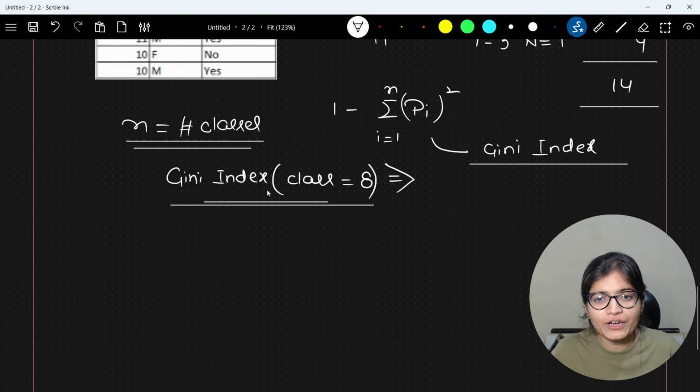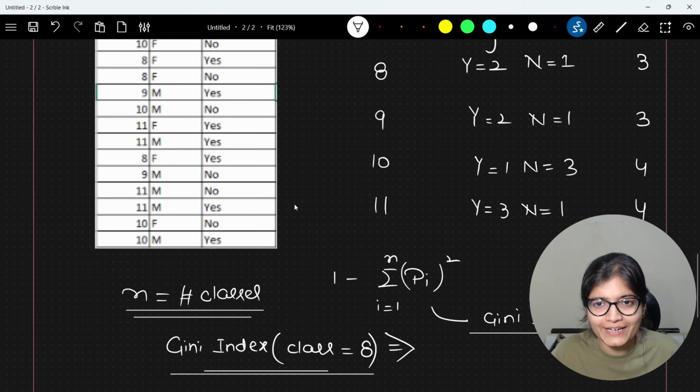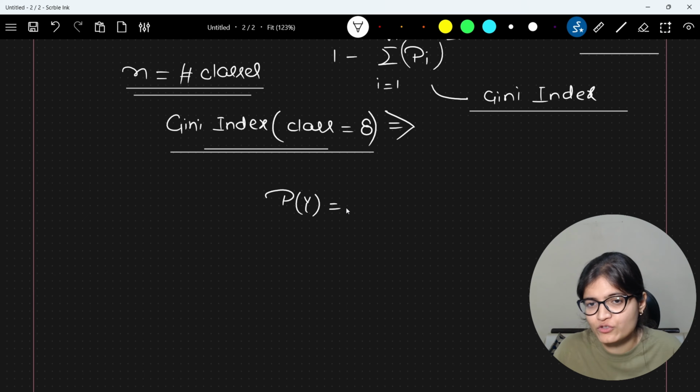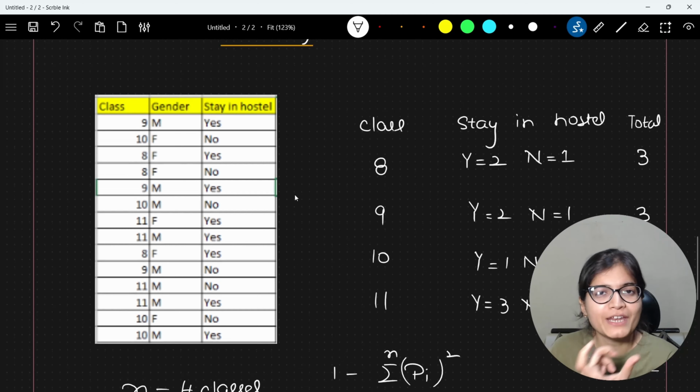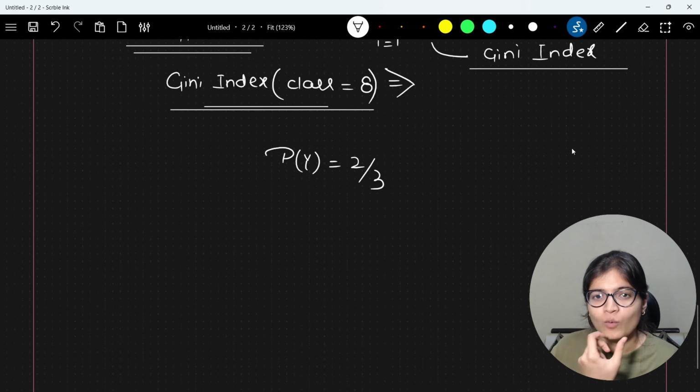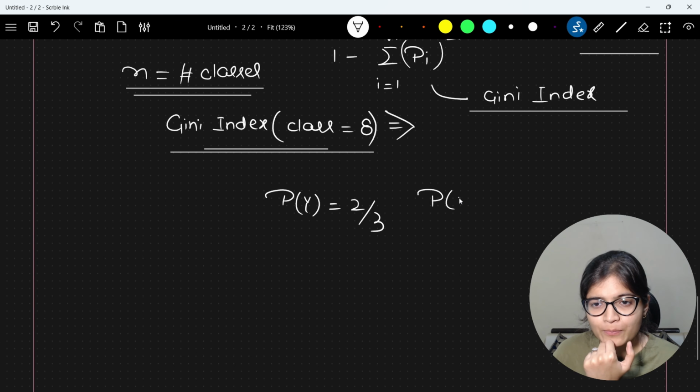Now if you observe, when the class is equal to 8, what is the probability of yes? Can I say it will be 2 by 3? Because what is the meaning of probability? How many records are yes out of total records? So it will be 2 by 3. What is the probability of no in class 8? It will be 1 by 3.